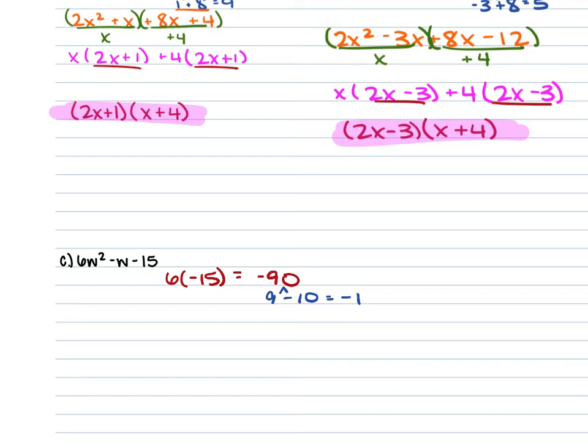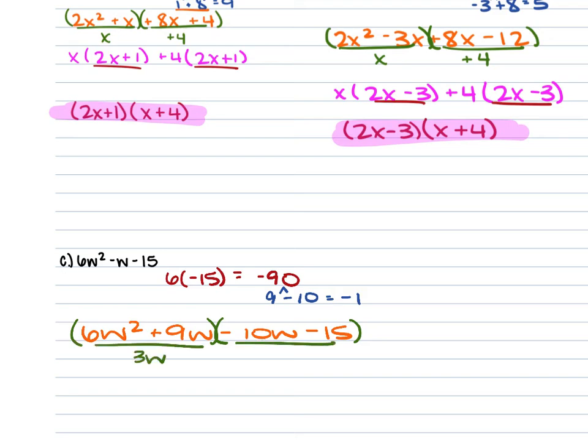So this is going to factor a little bit by having the 6w squared plus 9w minus 10w minus 15. Put parentheses around the first two, put parentheses around the last two. Factor out a 3w from the first set of parentheses. Factor out a negative 5 from the last set.